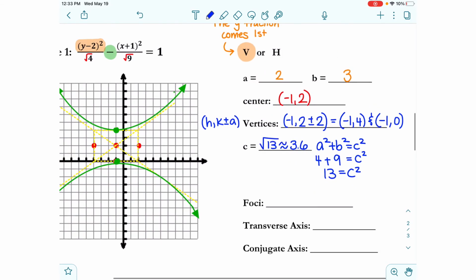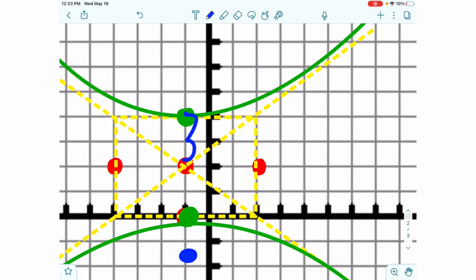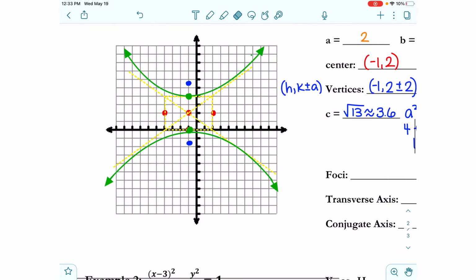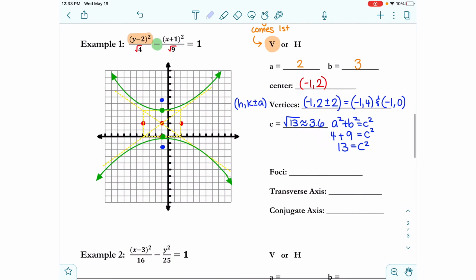So from my center, I'm going to count 1, 2, 3.6. So like a little bit more. And that's my focus point. You count from the center. 1, 2, 3.6. And there's the graph. I'm done. I just have to fill out a couple more things and then we can move on.